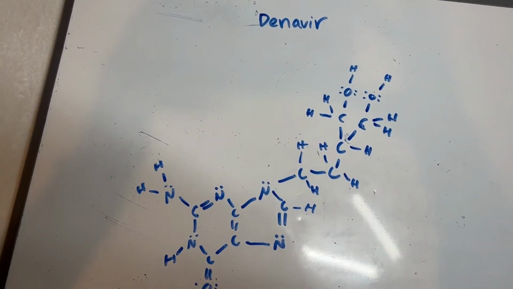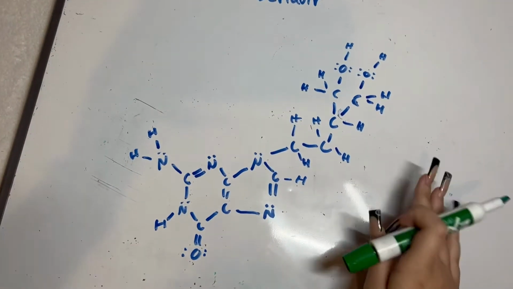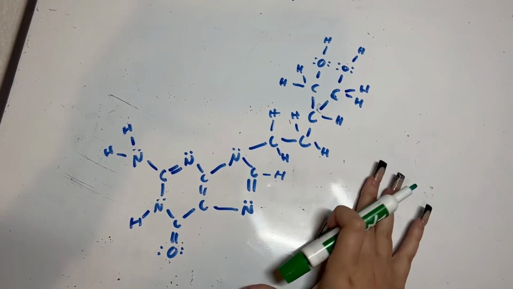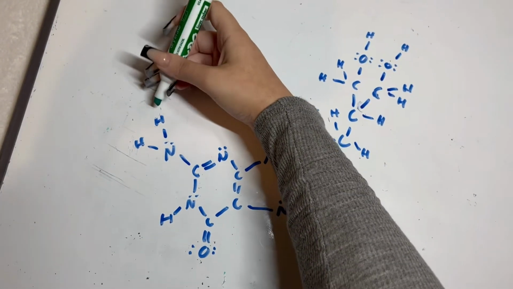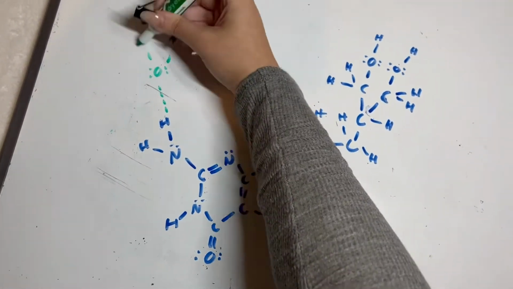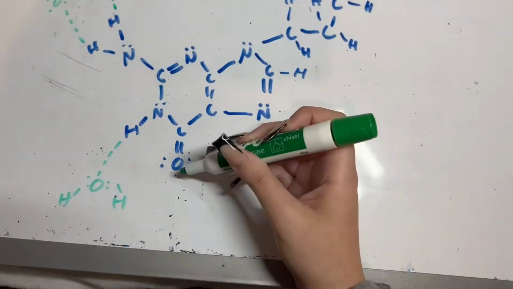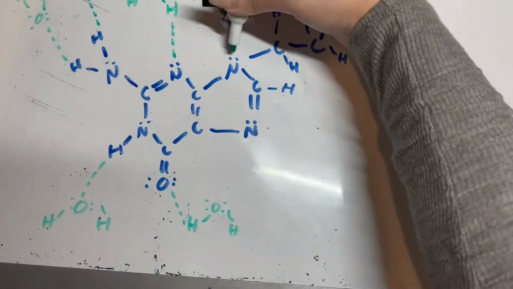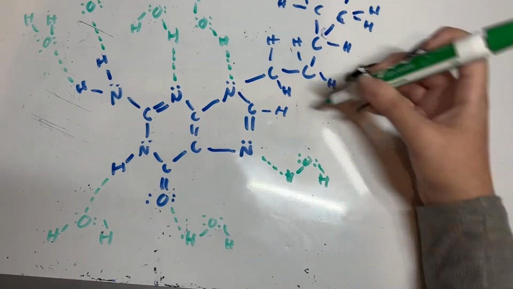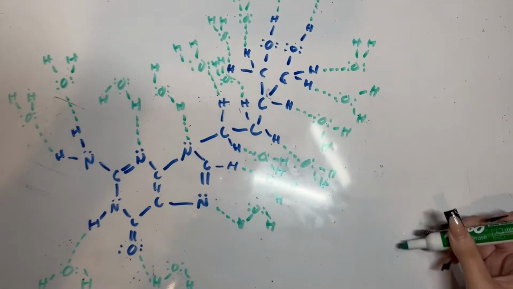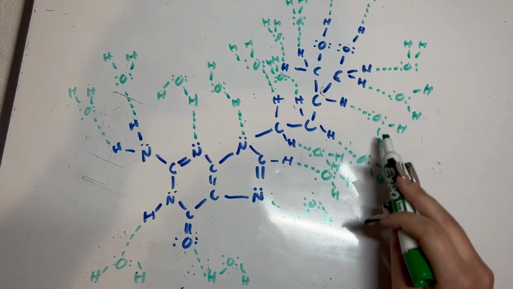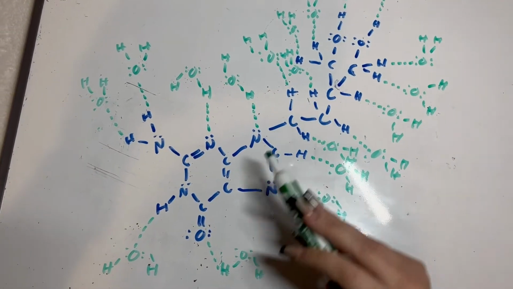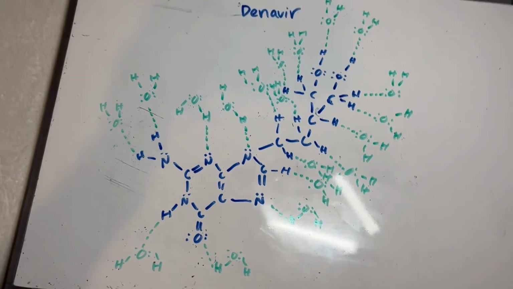So now I'm going to do hydrogen bonding with water with Denavir. I already have everything written out on here. I'm just going to connect all of the hydrogens with the water bonds. Checking to make sure I didn't miss an H. But yeah, this is what it should look like.